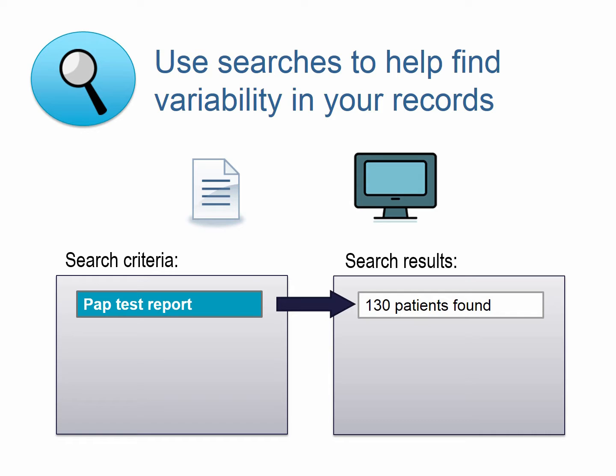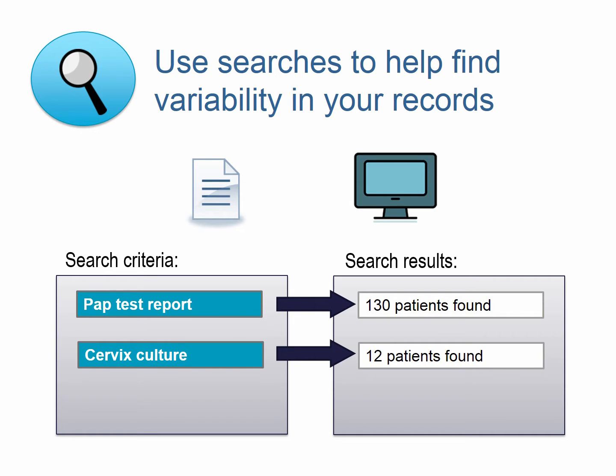But an electronic feed from a lab may automatically code Pap test results using its own unique terminology. One example would be the term cervix culture under the labs category in the lab type field. Running a search for this type of report may bring up 12 patients. This tells you that even though it's not as common, you will need to include this criteria in your searches if you wish to accurately find patients due for cervical screening.